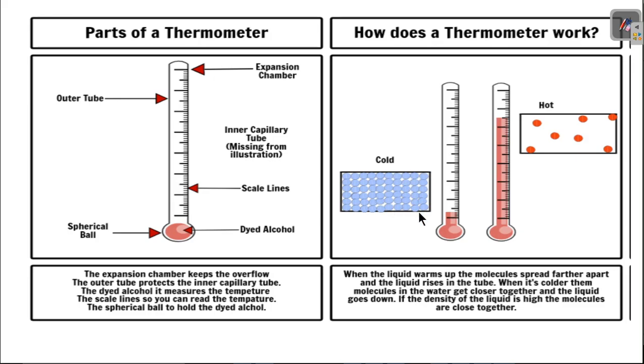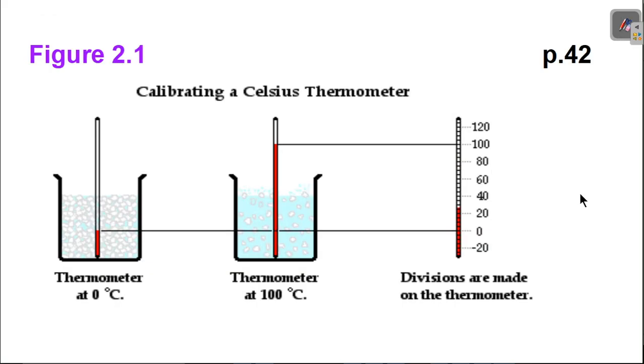Cold substances have atoms and molecules very close to each other, vibrating a little bit, but as they are heated and gain energy, they move faster and they're moving far away from one another. To move far away from one another, the only way for them to do that is to go up inside the thermometer. Now, you will do an experiment in which you're going to have to calibrate your thermometer.